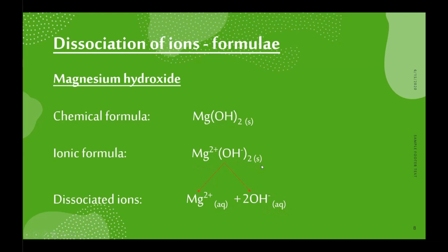So when you've got your ionic formulae in the lattice, you'll have these little subscript numbers here telling us that all of these ions are bonded together in the ionic lattice, in the solid state. And to show that these ions break up into individual ions, we then swap this little subscript 2 to a large 2, and this means that these hydroxide ions are now separate from each other and in solution.